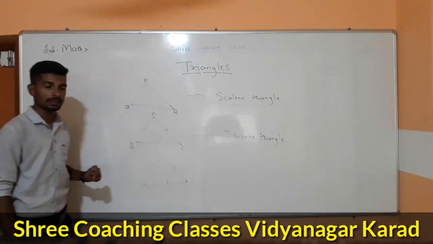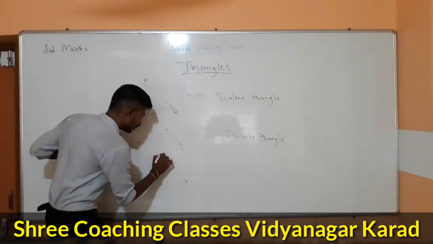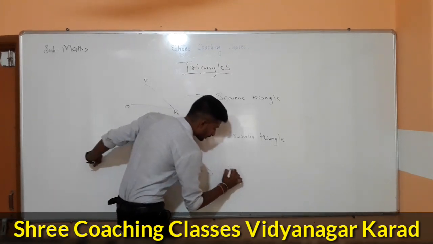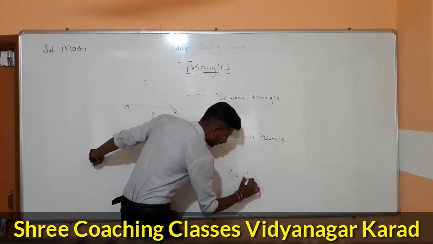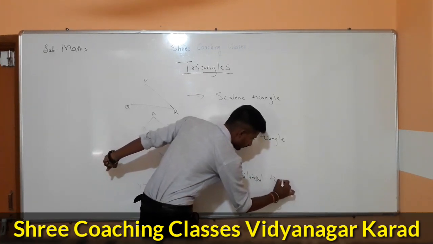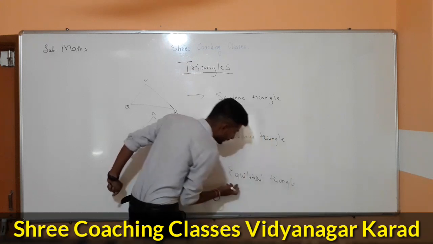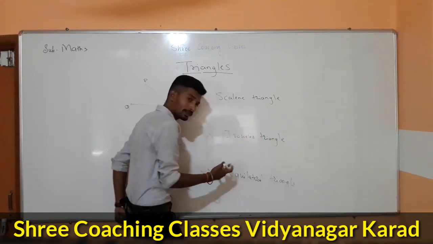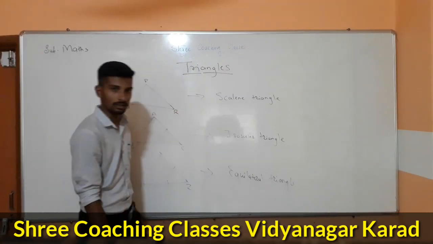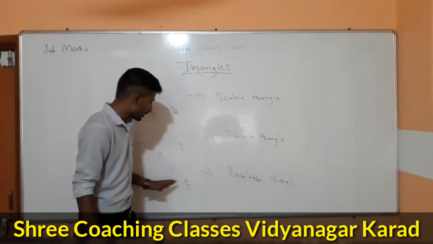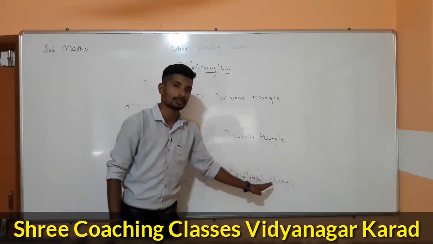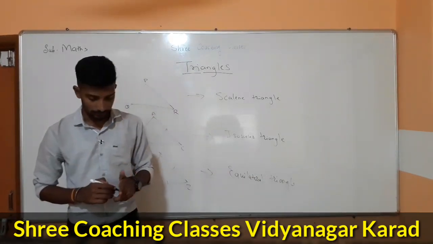And the third one, all the sides are same, then we call it an equilateral triangle. The name itself gives us the meaning. Equi means equal, lateral means these lines, and the triangle. All the 3 sides are equal, then it is called an equilateral triangle. Okay.